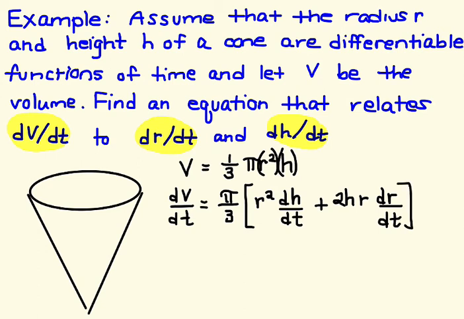Does that make sense? This is the rate of change of the volume, and it is related to the rate of change of the height and the rate of change of the radius. So the rate of change of the volume is related to two other rates. Does that make sense?